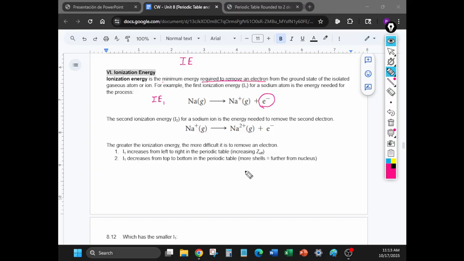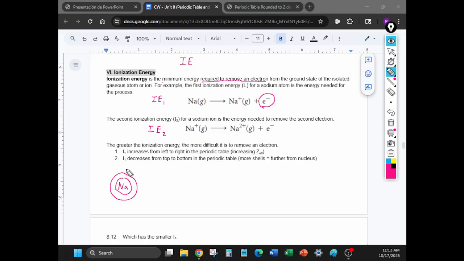But then every time you remove an electron, there is a different ionization energy. So the second ionization energy, we're going to call that IE2. Okay, so it's the amount of energy required to remove the second electron. So I'm going to draw what that looks like here. You guys don't need to draw this picture. This is more for a visual for you.